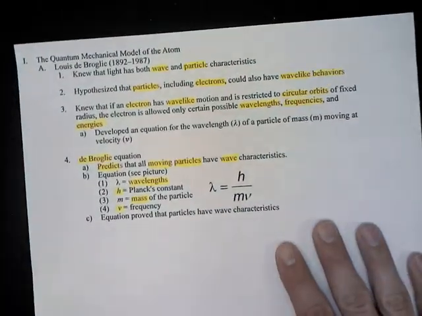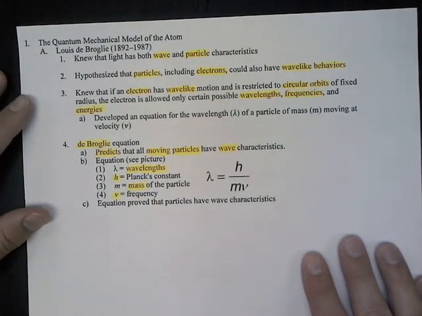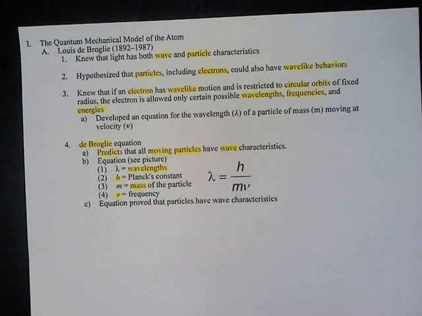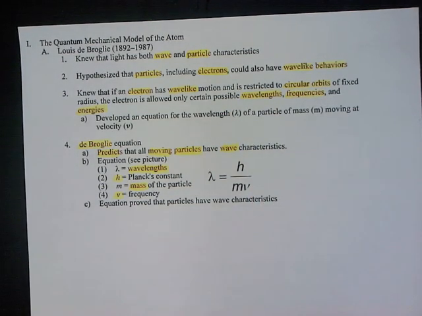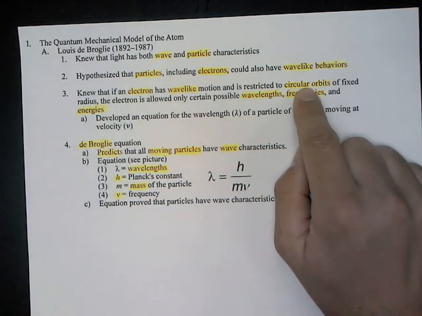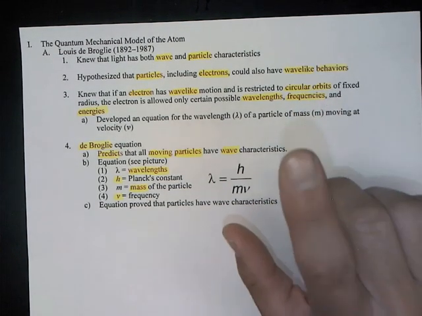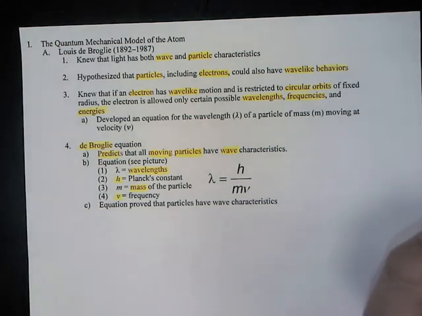With the quantum mechanical model, they knew at this point that light behaved as a wave and a particle, and they could tie this to an electron. With the model that Bohr proposed, an electron has to go in a circular orbit, but they couldn't explain some things. So now they're going to develop this quantum mechanical model.